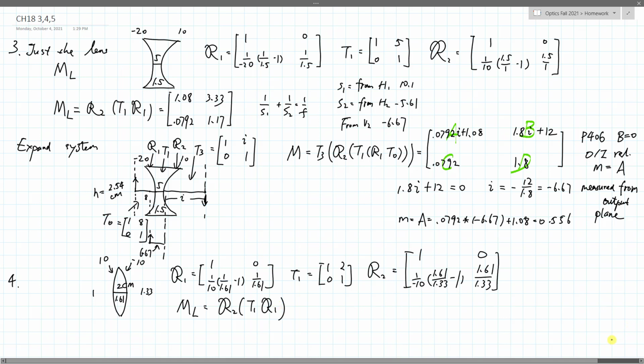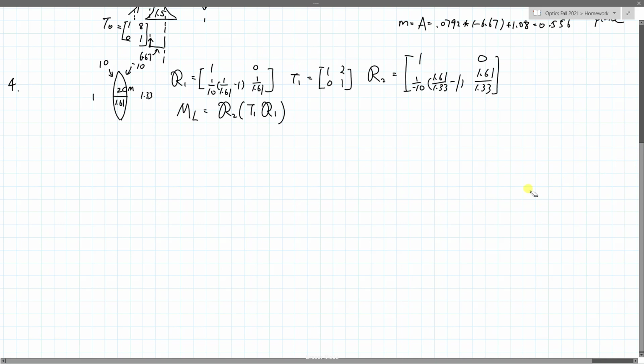Okay, since we're also asked about the object-image relationship, I think it's best if we do the calculations by extending this system. We know there's a 60 centimeter distance in front. I'm not going to draw to scale, so I'll just pretend to draw that. Now we have an object 60 centimeters in front. We're looking for an image behind, some distance away from the output plane.